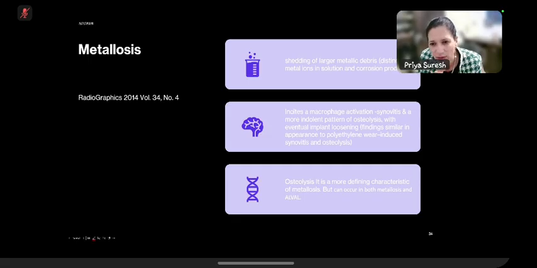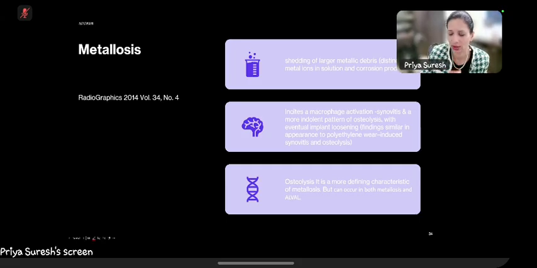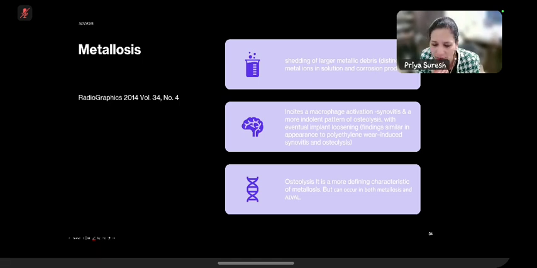Okay. So what does the metallosis do? It initiates a macrophage activation, and you get more osteolysis. That's what we saw on the resurfacing, the two cases that we saw in the resurfacing. That's metal on metal, and that caused metallosis. So osteolysis, which we saw just now, is more of a defining characteristic of metallosis. It can occur in both ALVAL and metallosis, but it's more defining of metallosis.